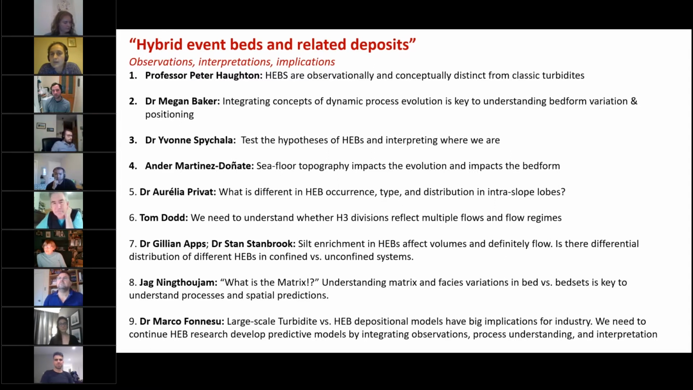That was another question that actually popped up throughout: to what extent are all these variations not just subtle differences from turbidites, but actually systematic changes in flow character that have systematic implications? I guess who wants to take a stab at that first?